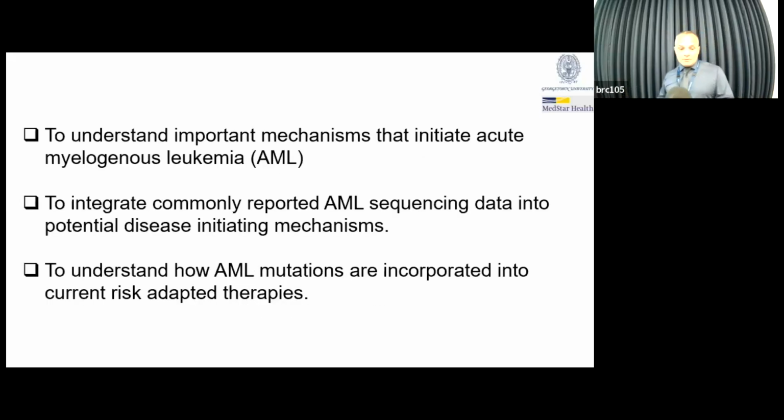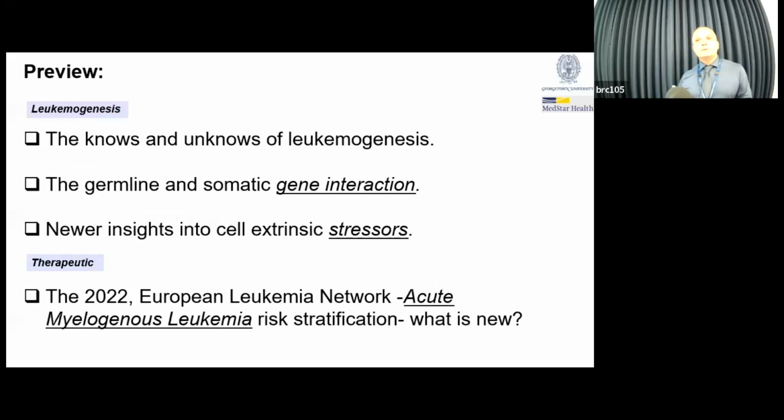And I wanted to go through a few objectives. Go with me. Let's try to understand the important mechanisms that initiate acute myelogenous leukemia. Let's try to integrate, with the notion that we're going to acquire today, commonly reported AML sequencing data into potential disease initiating mechanisms. And then at the very end, we're going to try to understand how these mutations integrate, facilitate incorporation of risk-adapted therapy, including cellular therapy. So 3 objectives.